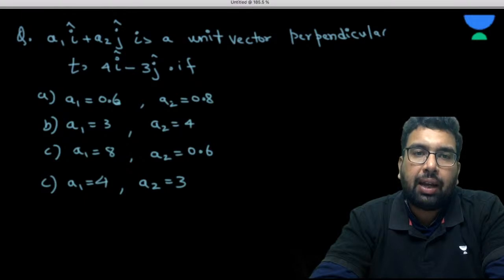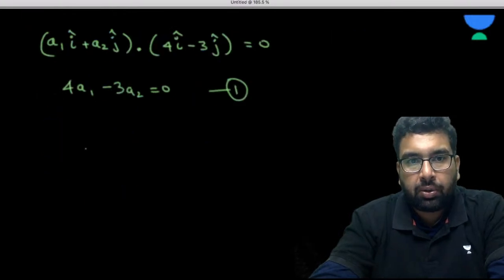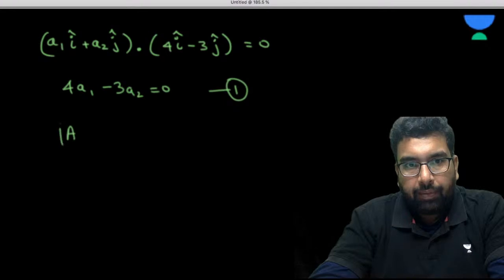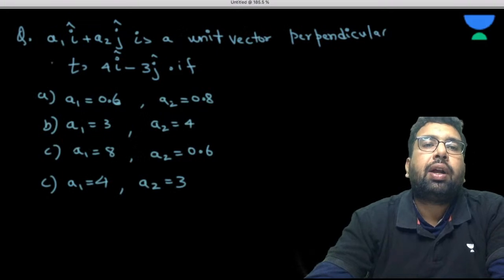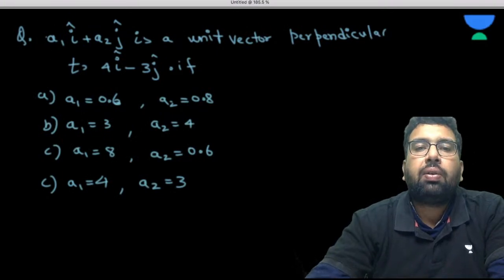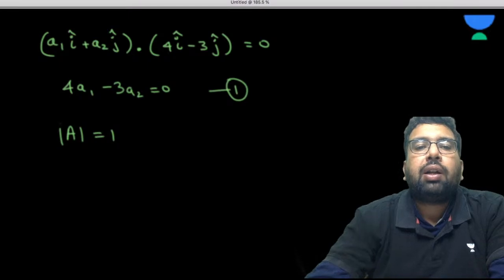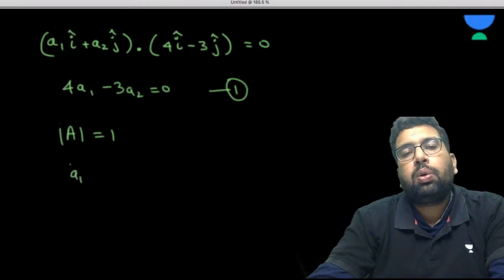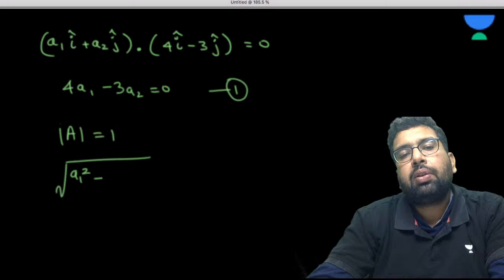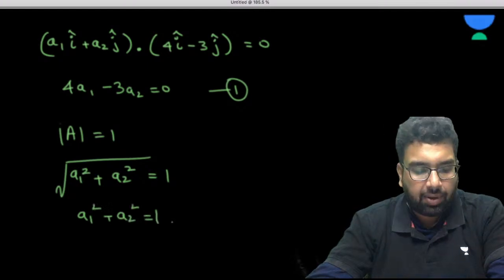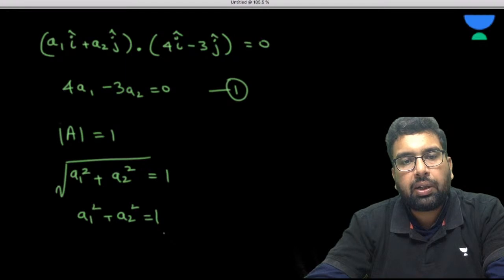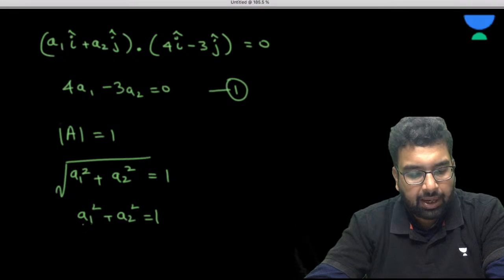A1 I cap plus A2 J cap is a unit vector, so its magnitude is going to be 1. If this is your A vector, its magnitude has to be 1. So root over A1 square plus A2 square is equal to 1, that means A1 square plus A2 square is equal to 1. Isn't it? Can we write like that?